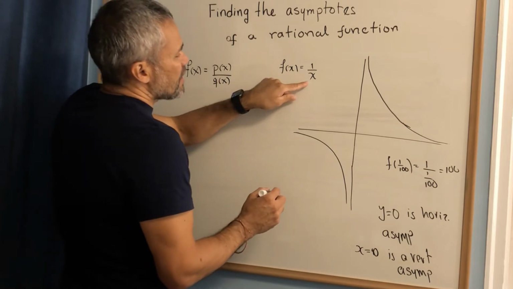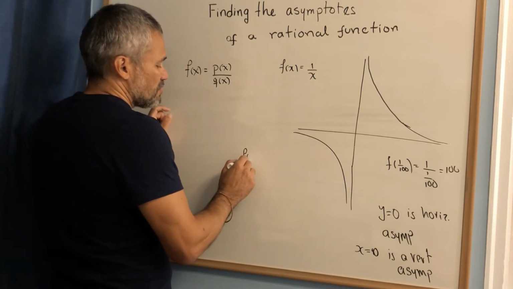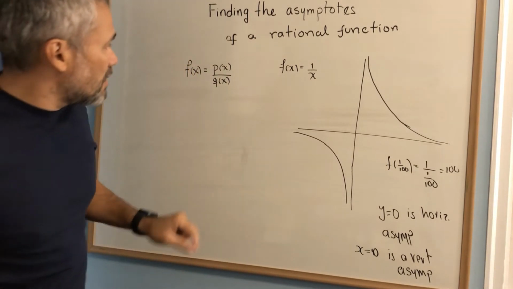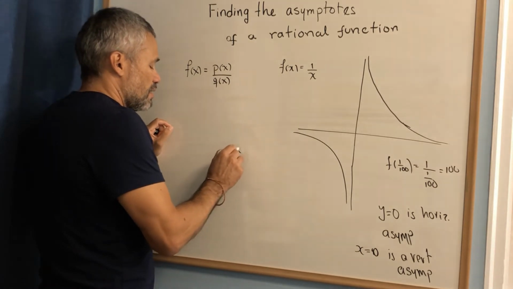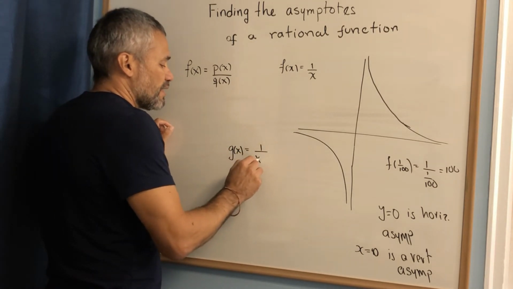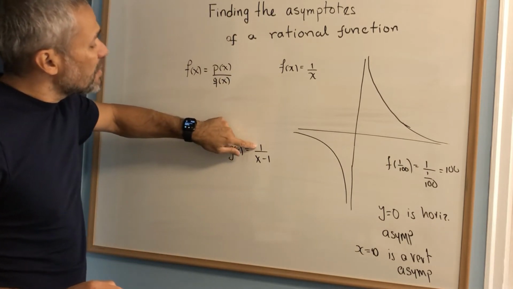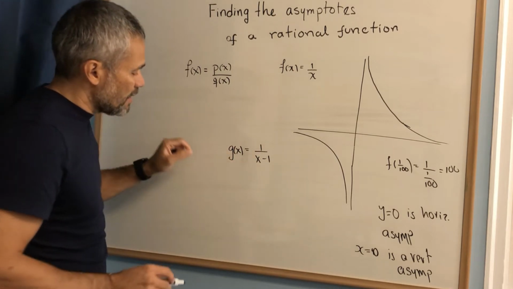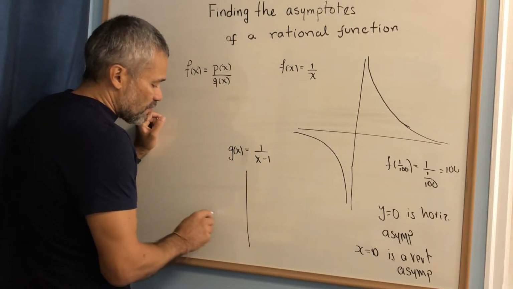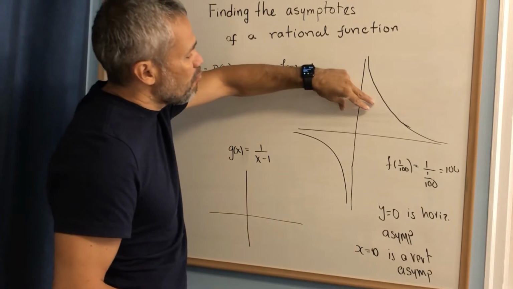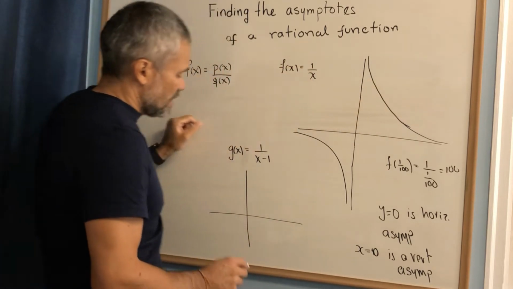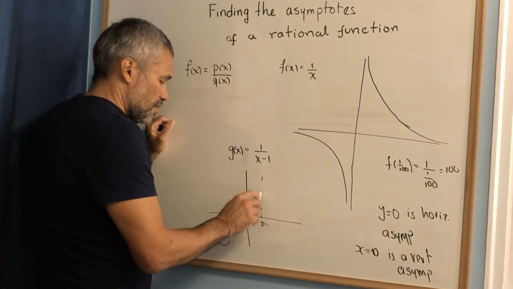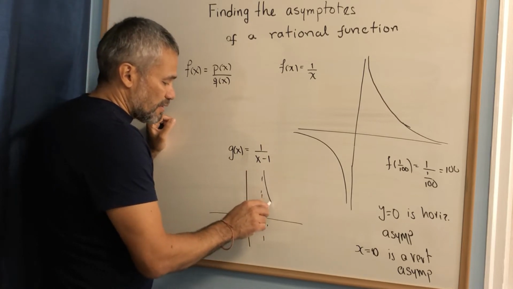What happens if I change x with x minus 1? Let's suppose I consider the new function g of x equal to 1 over x minus 1. In this case, the numerator is a polynomial of degree 0, and the denominator is a polynomial of degree 1. And the graph of this function g is just moving this graph to the right 1 unit. Then in this case we have x equal 1, and then the graph will look like this.